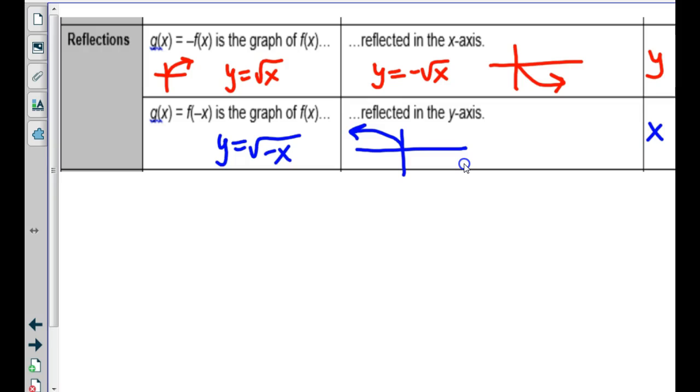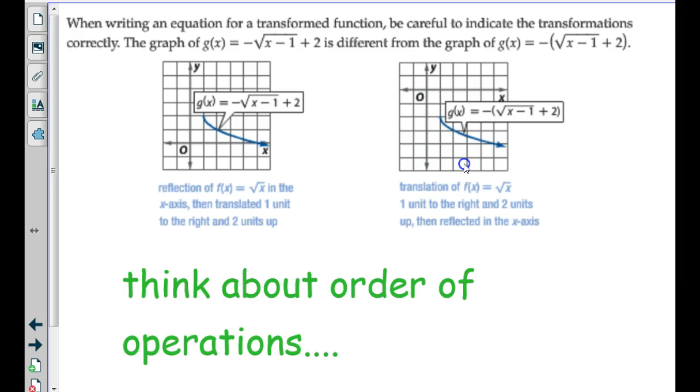Flips it upside down, yes? Okay, that's what you need to remember, that it's going across which axis then? X. Okay? So reflected across the x. All right.